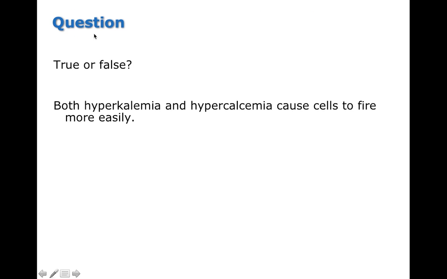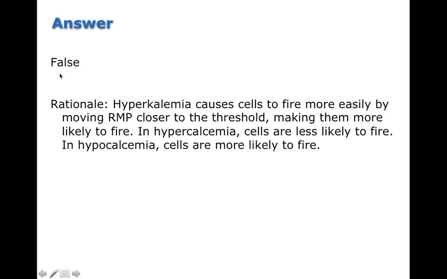So this question here says, true or false, both hyperkalemia and hypercalcemia cause cells to fire more easily. So let's think about this. Hypercalcemia decreases neuromuscular excitability, so that's not true, that's for sure. But hyperkalemia does increase neuromuscular excitability, because you're getting closer to action potential threshold, your resting voltage is closer, so that one's true. But hypercalcemia causes the opposite. Hypercalcemia makes your resting membrane potential more negative, and so it makes it more difficult to achieve an action potential, so you're less likely to see action potentials firing. So that would be the opposite, and therefore the statement is false.